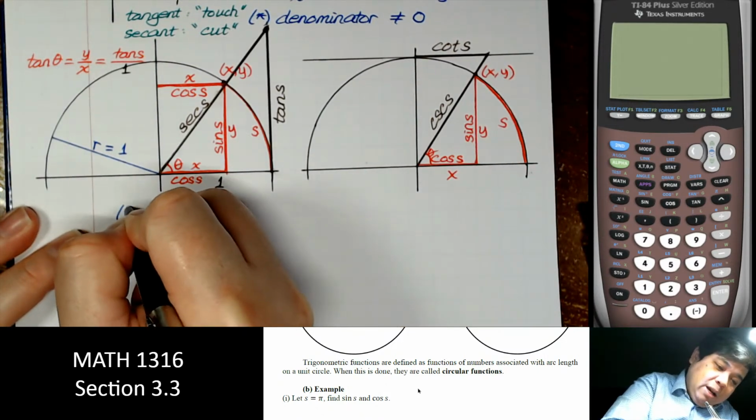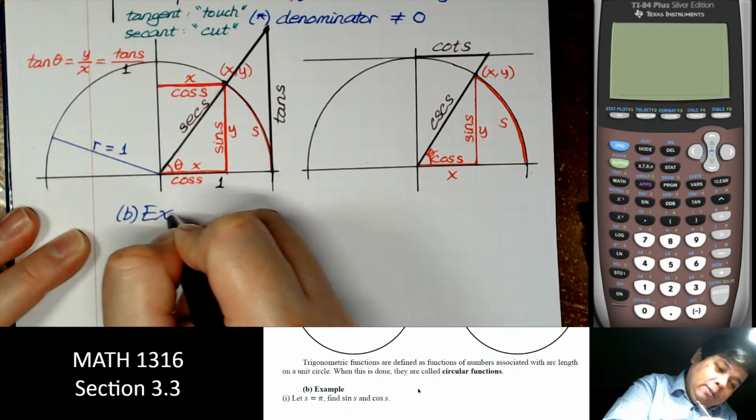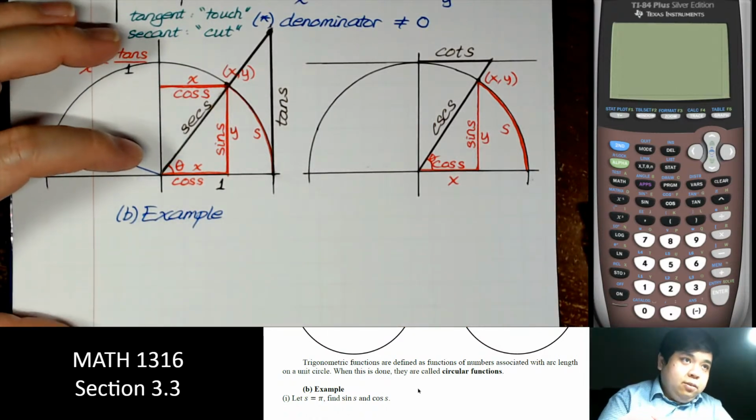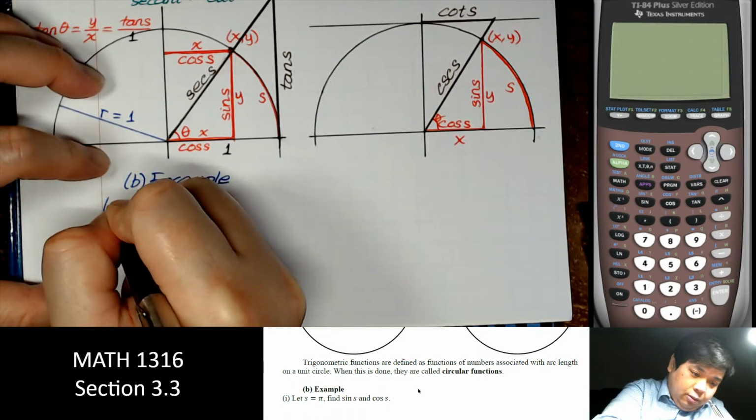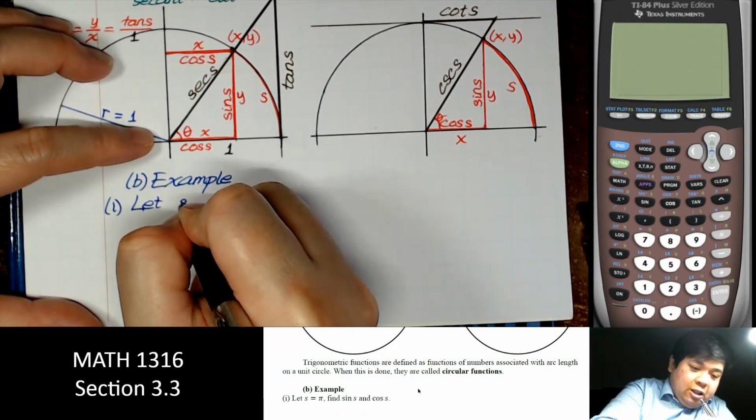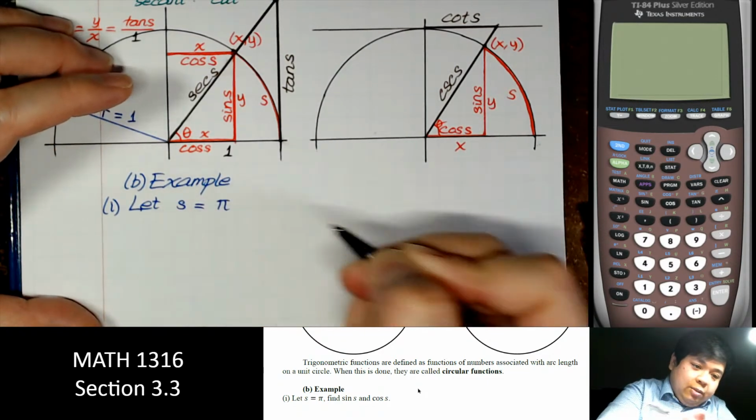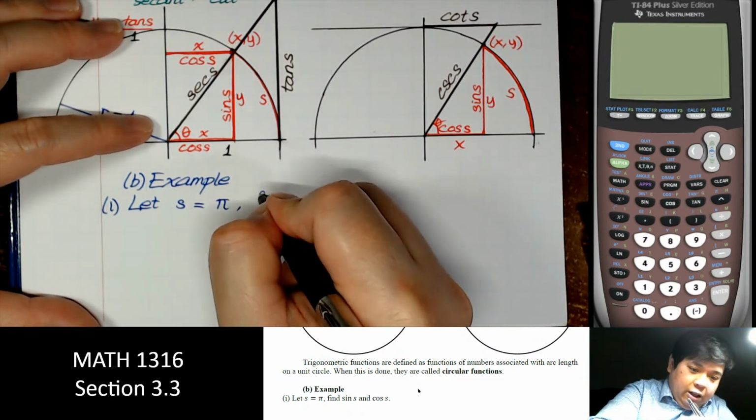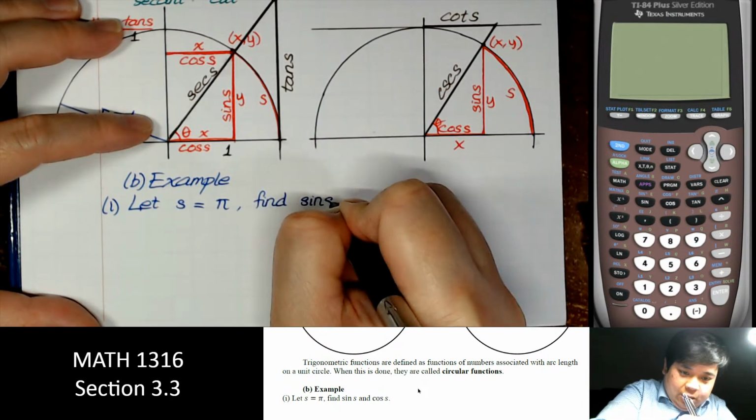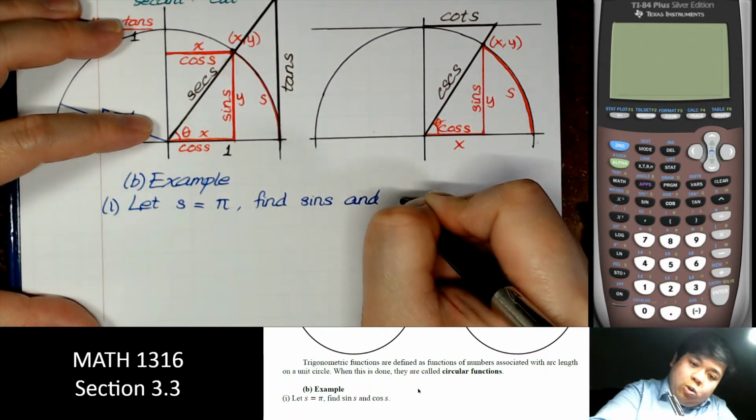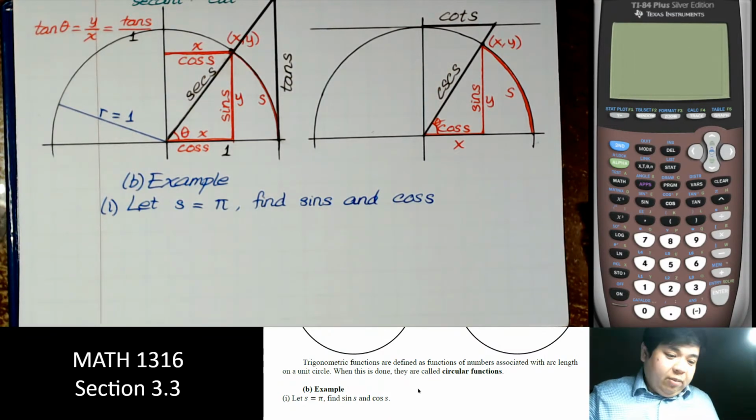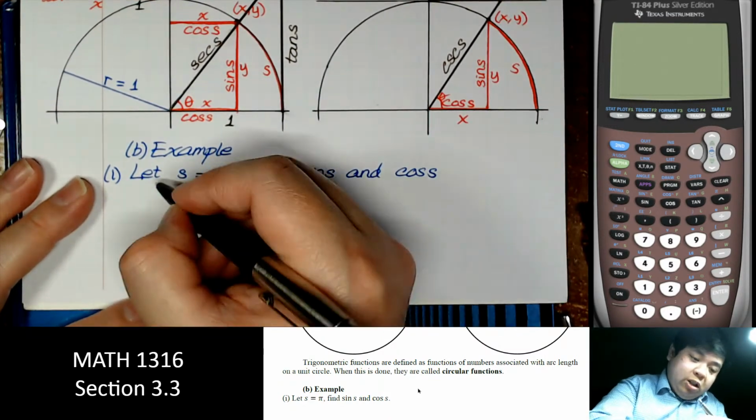Now we go to some examples. So let s equal to pi. Find sine s and cosine of s. Right. Circular function. So we're going to draw a circle.